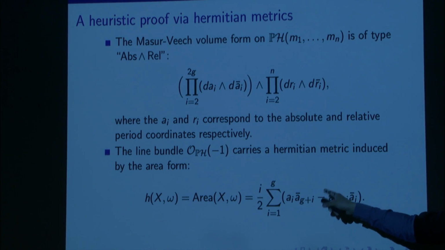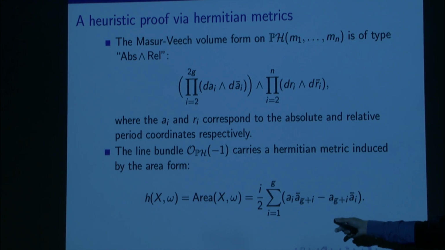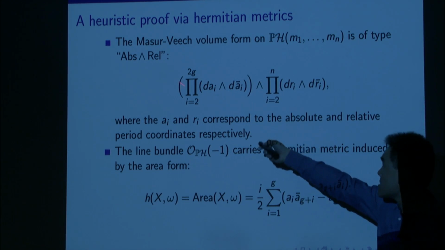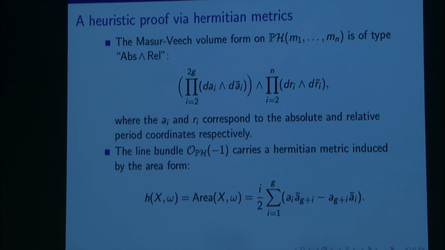You take the standard dd bar log, the Kähler potential, and raise to the 2g minus 1 power. Then you will get the absolute part of the volume element, with some normalizing factors, where you see the 2 pi i power and the sign. So that explains the absolute part of the formula. Naturally, you would expect that now I have the additional relative part connecting, say, one zero to the remaining n minus 1 zeros. And here is where the heuristic argument comes in.